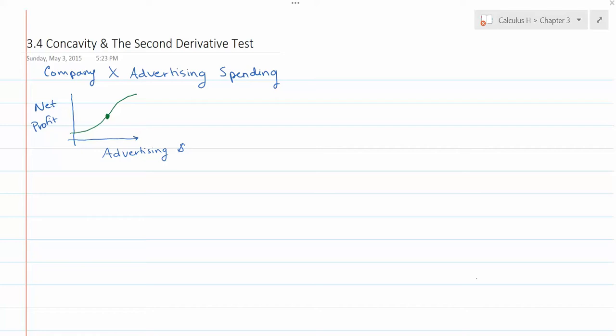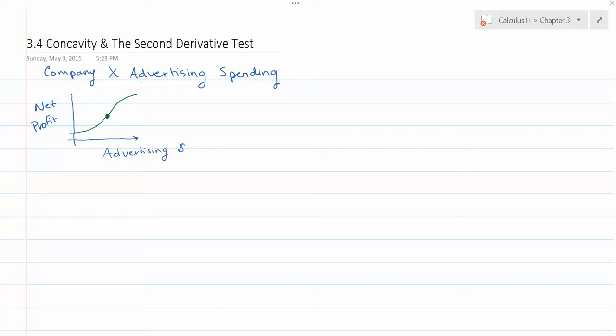The idea is, if we had some company X and a graph of their advertising spending, the x-axis represents the advertising money and the y-axis represents net profit. Typically, not always, when you first start spending money on advertising, your net profit starts to increase slowly. Then as you spend more money, it starts increasing more quickly, until it reaches a point where it's increasing at the highest rate, or the slope is the most steep. As you spend more advertising money, people can only buy so much, so your net profit may increase, but then it will start to slow down.